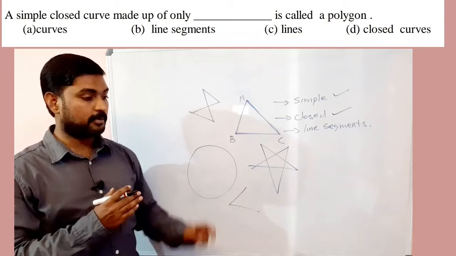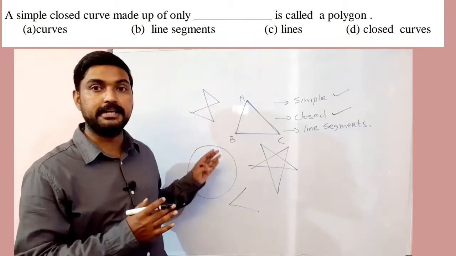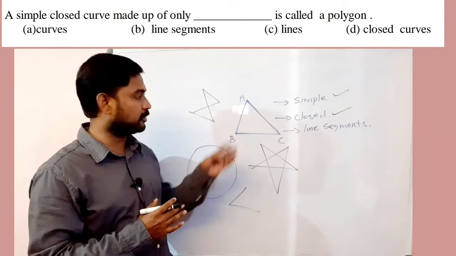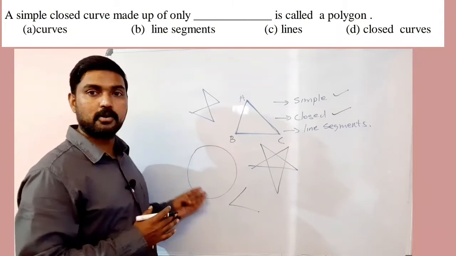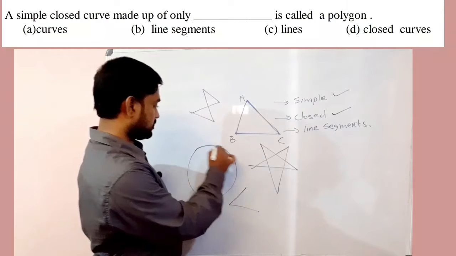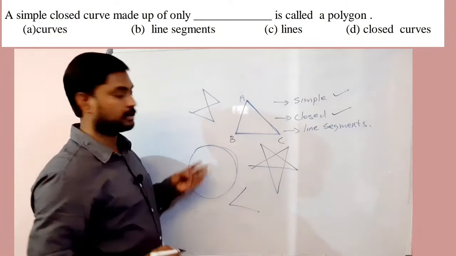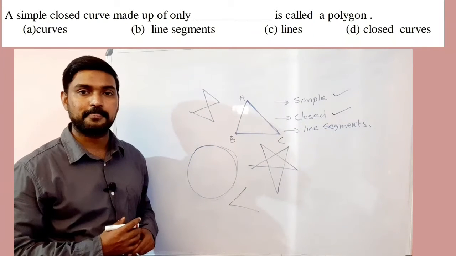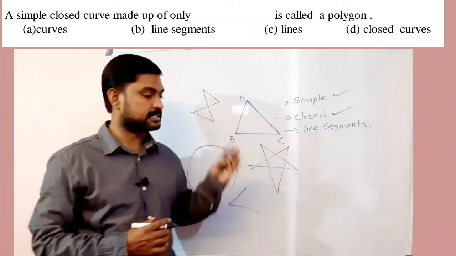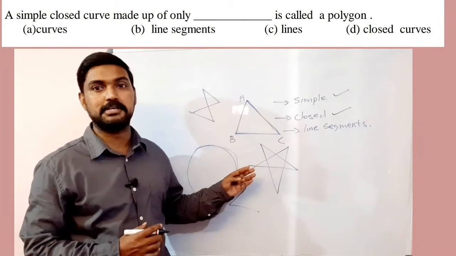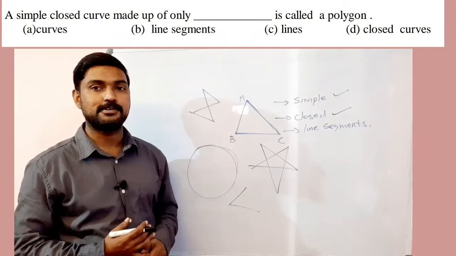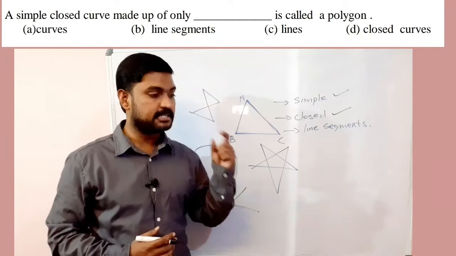What is the problem with option A? Option A indicates the curve. Curve means there can be line segments, lines, and other than lines, we are simply drawing a curved line. This is also not a line segment. So we can easily understand that a simple closed curve made up of only line segments is known as a polygon. So option B is the right answer.